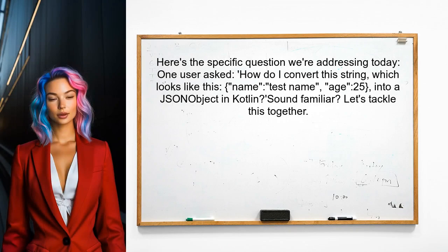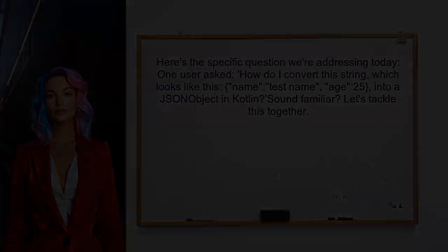Here's the specific question we're addressing today. One user asked, how do I convert this string, which looks like this, name: test, name, age: 25, into a JSON object in Kotlin? Sound familiar? If so, let's tackle this together.